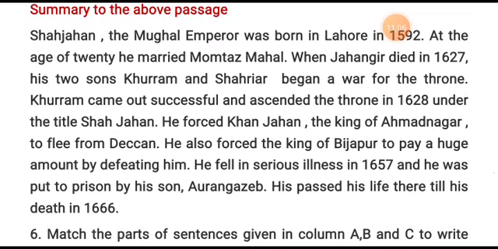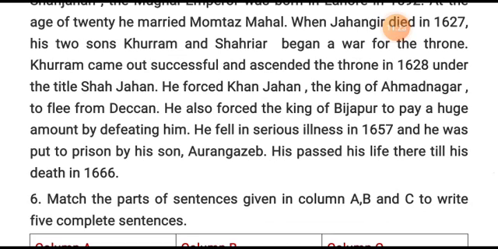Shahjahan, the Mughal emperor, was born in Lahore in 1592. At the age of 20, he married Mumtaz Mahal. When Jahangir died in 1627, his 2 sons, Khurram and Shahryar, began a war for the throne. Khurram came out successful and ascended the throne in 1628 under the title Shahjahan.